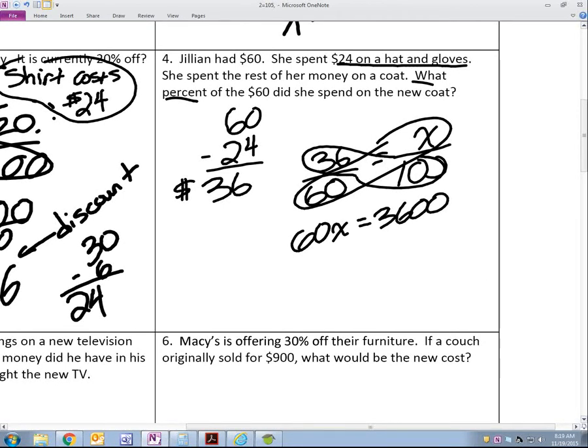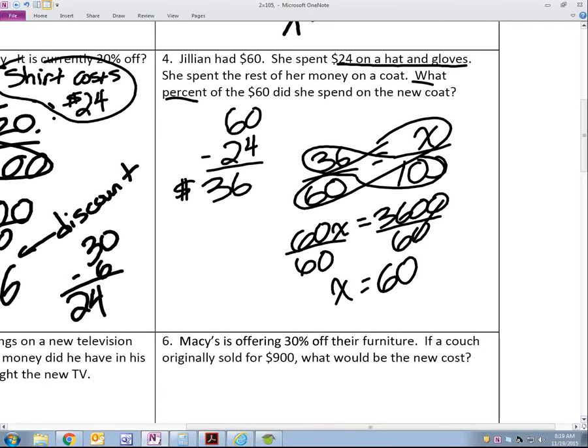Now what do I need to do? I'm not going to divide by 100, right? Because that's not what's stuck to the variable. Beautiful. Divide by 60. Those zeros cancel out, so it just becomes 60.